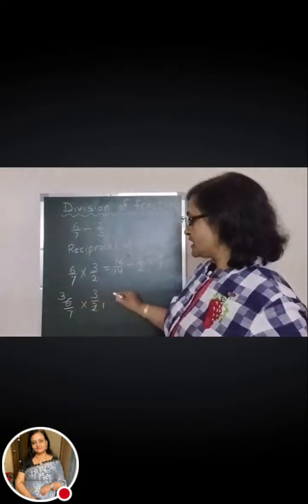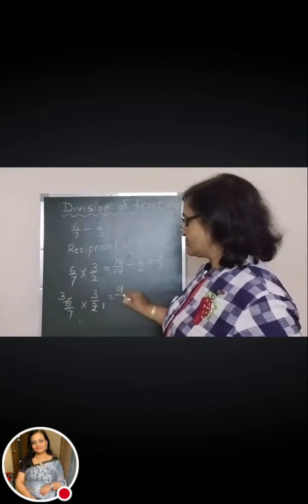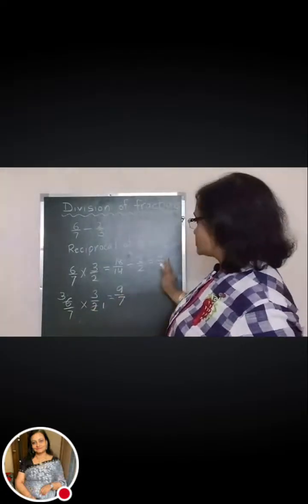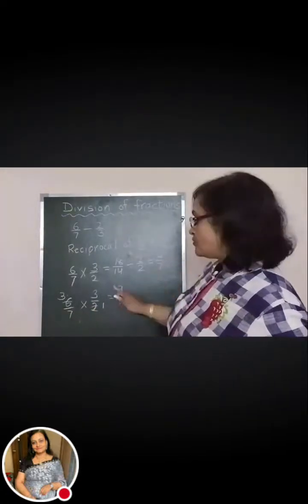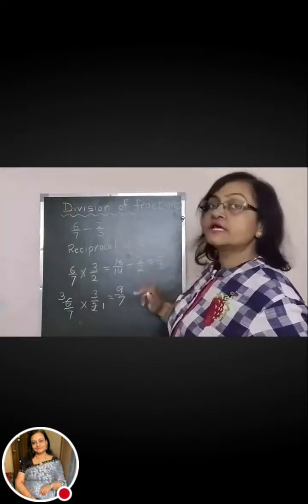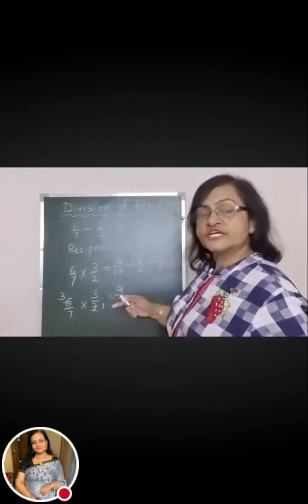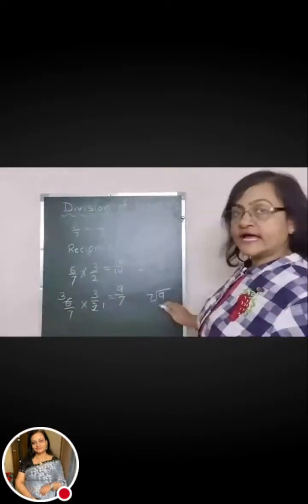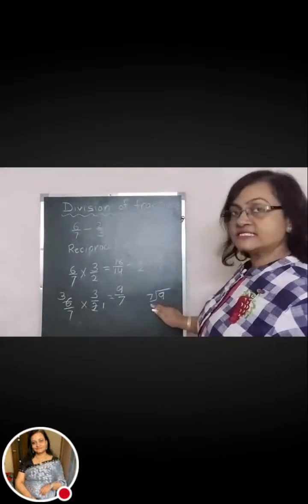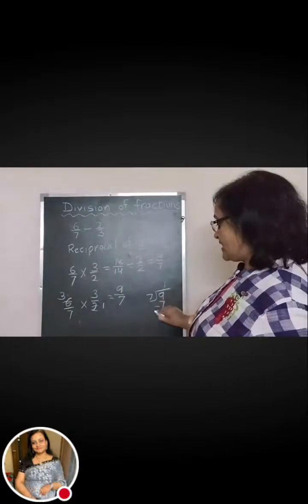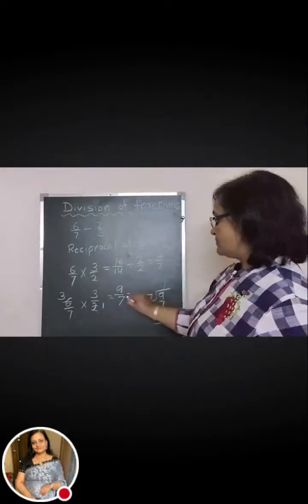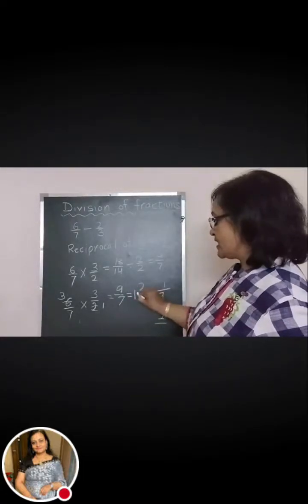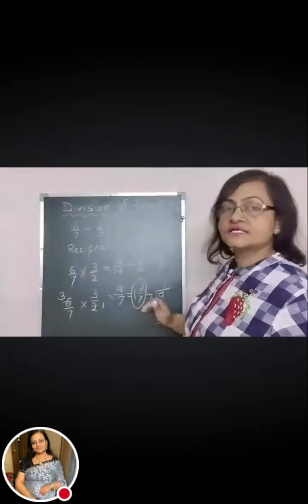Now we can multiply the numerators and then we can multiply the denominators. This way also we have got the same fraction. Now because 9 by 7 is an improper fraction, we will change it into a mixed number. For that we will divide 9 by 7. 7 ones are 7. 9 minus 7 is 2. Now the mixed number will be 1, 2 by 7. So this is our answer after division.